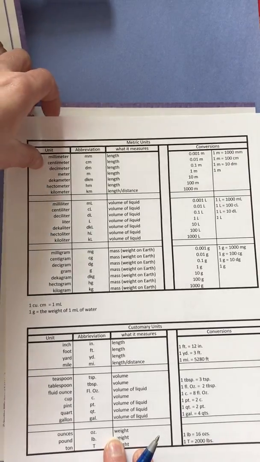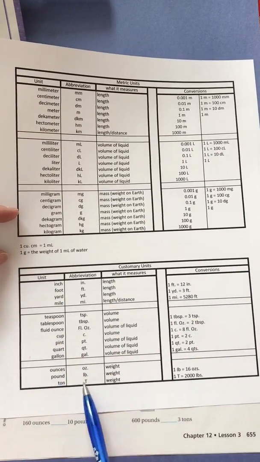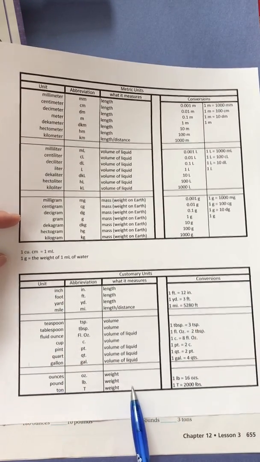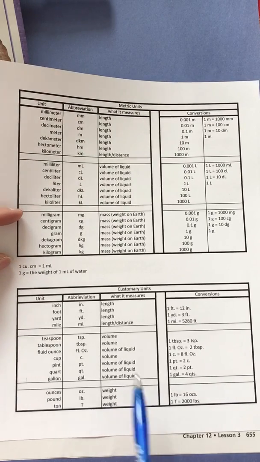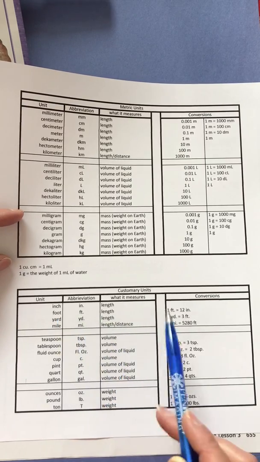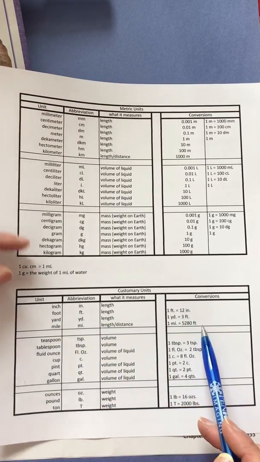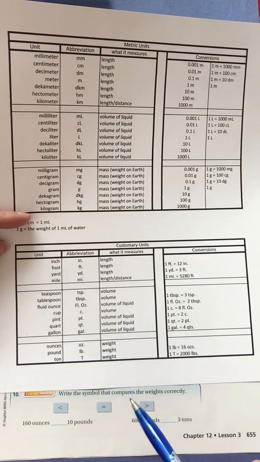So these lessons that we're focusing on right now are customary. If you print this out and have it in front of you, this is going to be really helpful when you're doing your home learning for 12.3. So last week we did length, which is the inches, feet, yard, miles, and then of course how we do our conversions. Today we're working on weight. Tomorrow you're going to need the volume of a liquid.